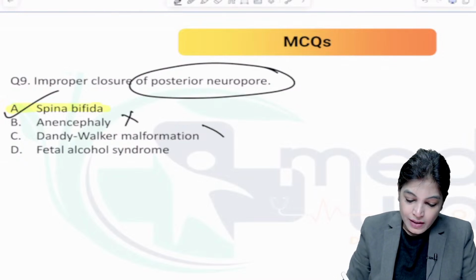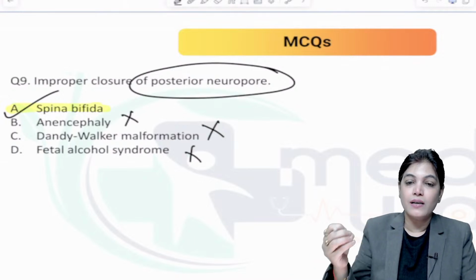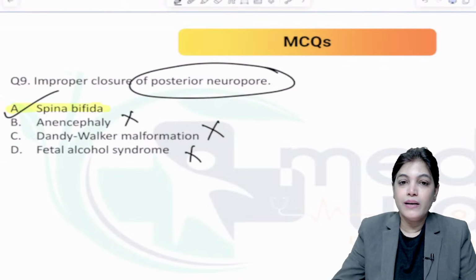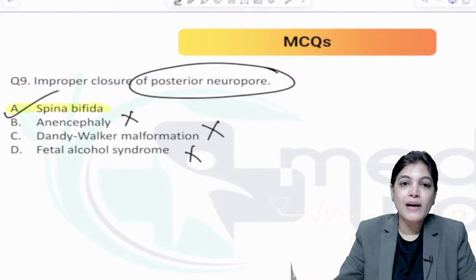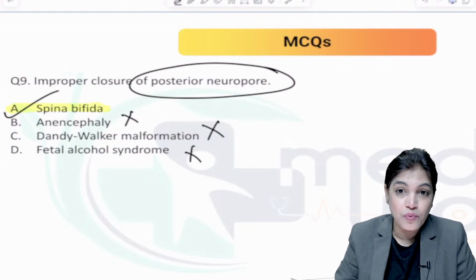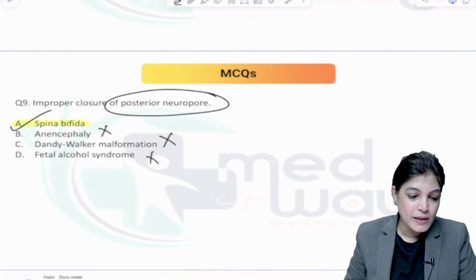Dandy Walker malformation and fetal alcohol syndrome will not be the answer. In fetal alcohol syndrome, the heart and intellectual conditions of the baby will be affected. In Dandy Walker malformation, there will be abnormality in the openings of the roof of the fourth ventricle. Such kind of history will be there. So the correct answer will be spina bifida.